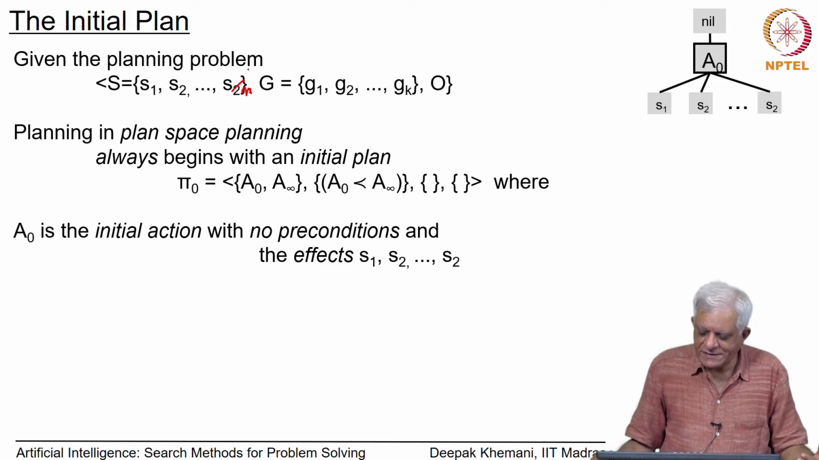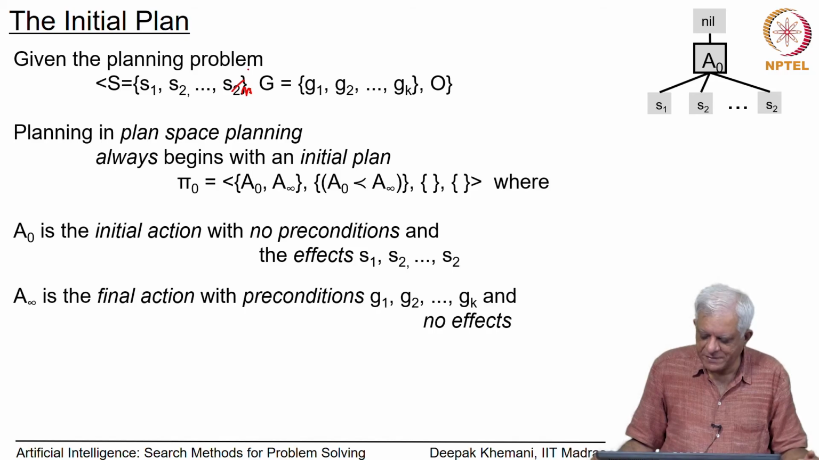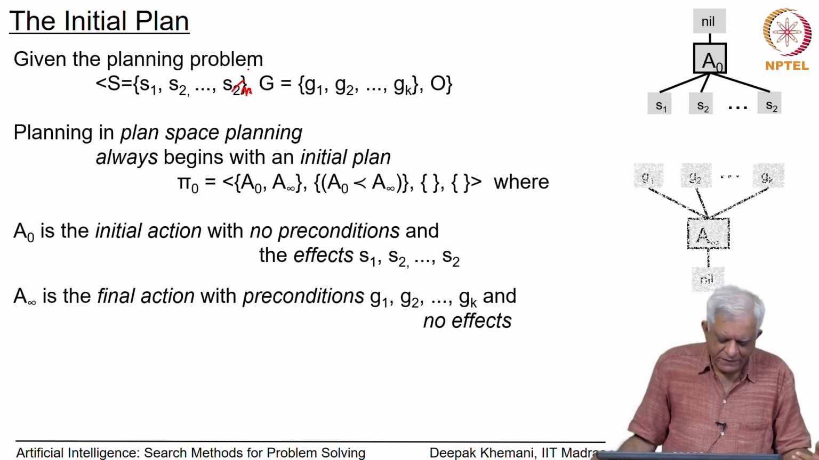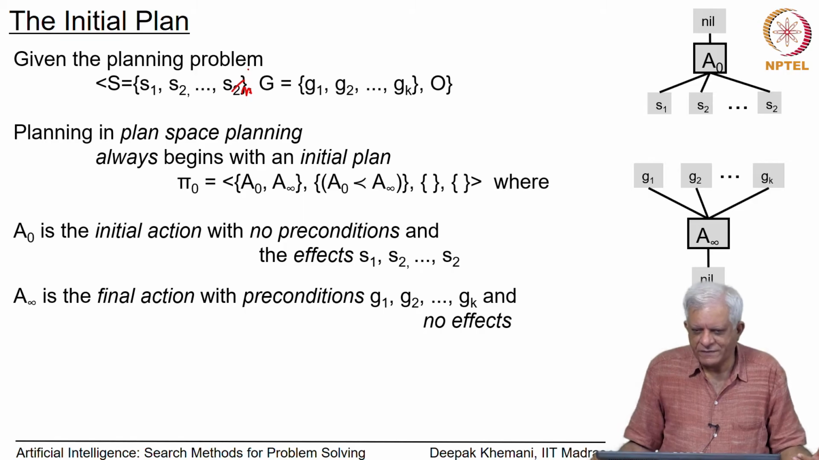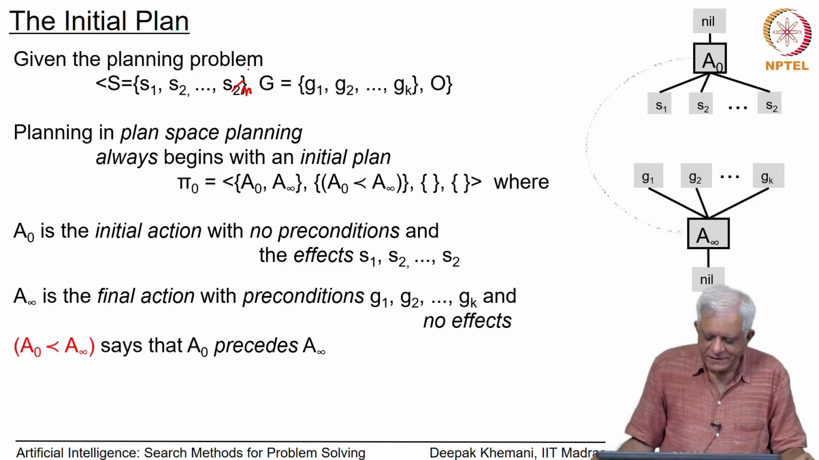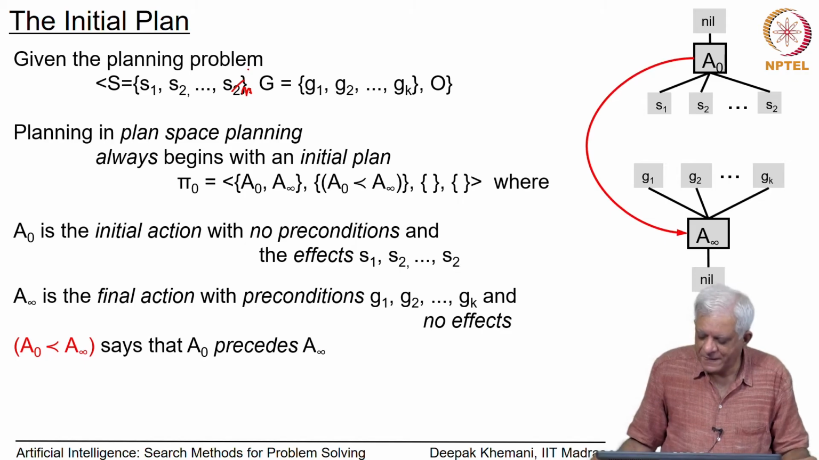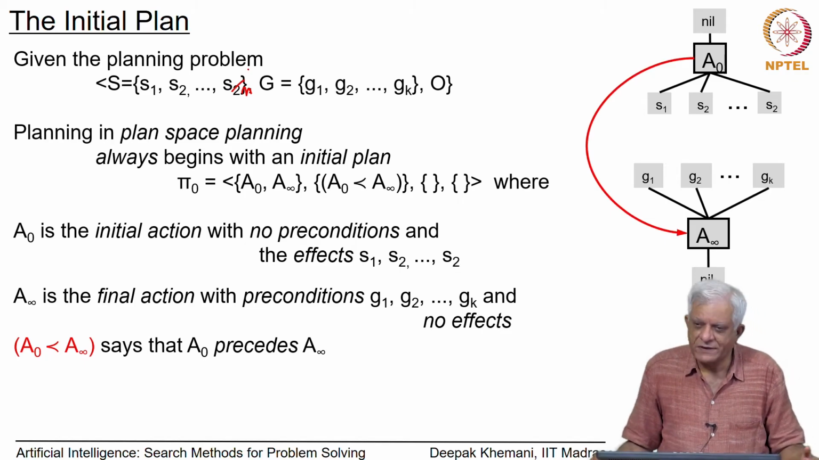It has no preconditions and its effects are the predicates of the start state. So, in some sense it is producing the start state essentially. It says that this is where your actions must begin. A infinity is the final or the last action, its preconditions are the goal states and it has no effects. So, A 0 produces the start state or the start predicates, and A infinity consumes them. And as we said, there is one ordering link here, this says that A 0 must happen before A infinity.